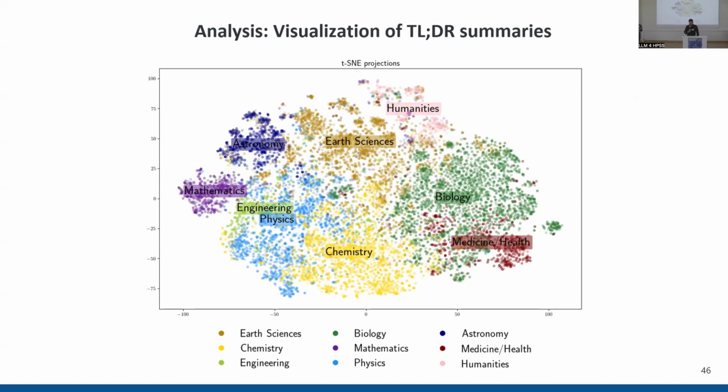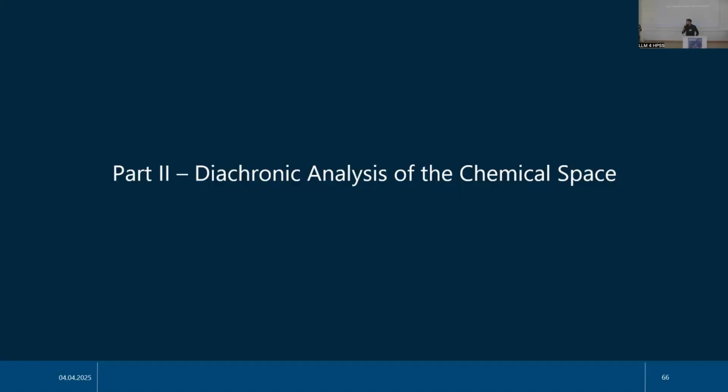Of course, this corresponds to the whole Royal Society corpus, and we can do that diachronically, so we can see the shifts and the overlaps between disciplines over time. But now Sergei will use these results about the definition of disciplines to present the diachronic analysis of the chemical space. Thanks.